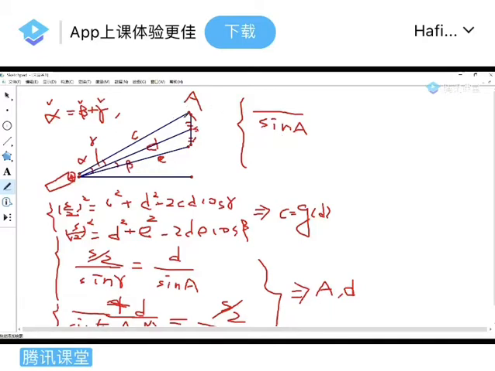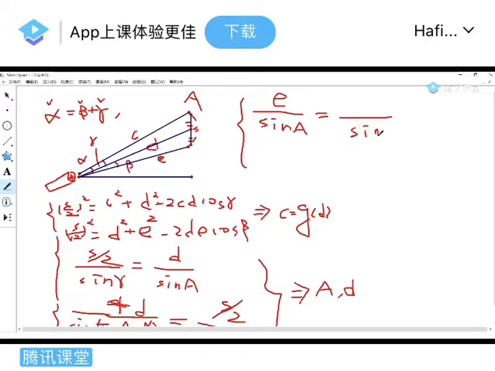Okay, sine A, the law of sines, is facing E, the side of E. So E over sine A equals, this side is alpha. We already know alpha.